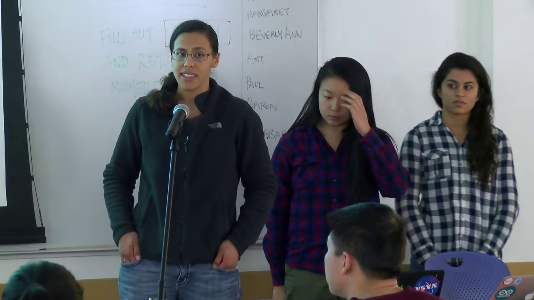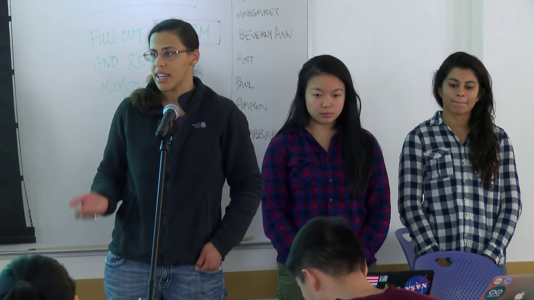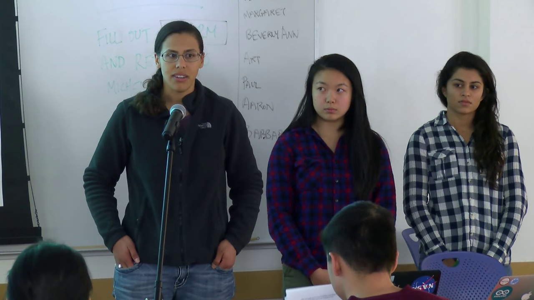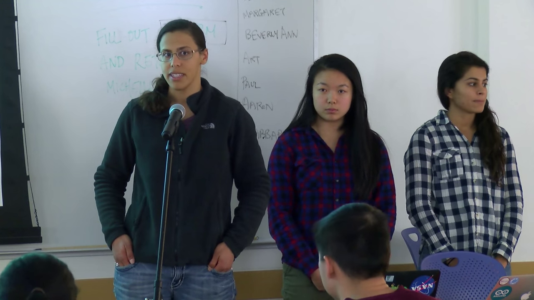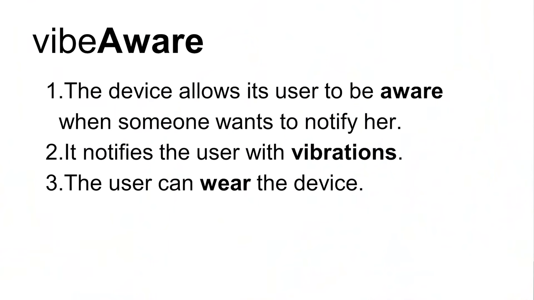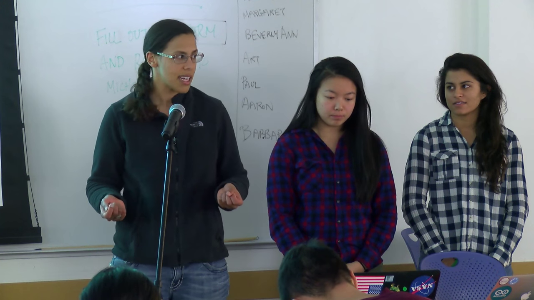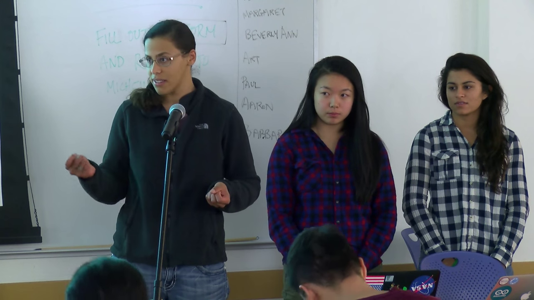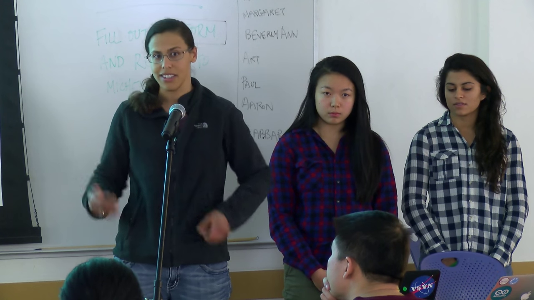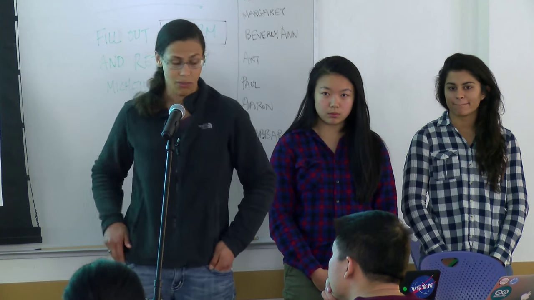However, Felicity is very active, and she tends to go out with friends. She has doctor appointments, goes to cafes. And of all of these activities, she notices that it's really hard for other people to get her attention. So that's why we decided to create VibeAware. VibeAware is a device with two components. The first one Felicity wears, and the other one she gives to a friend. When the friend wants to notify Felicity and get her attention, they can just toggle the button on the remote, and then Felicity will get a vibration that'll let her be aware that someone's trying to notify her. Hence the terrible word pun.